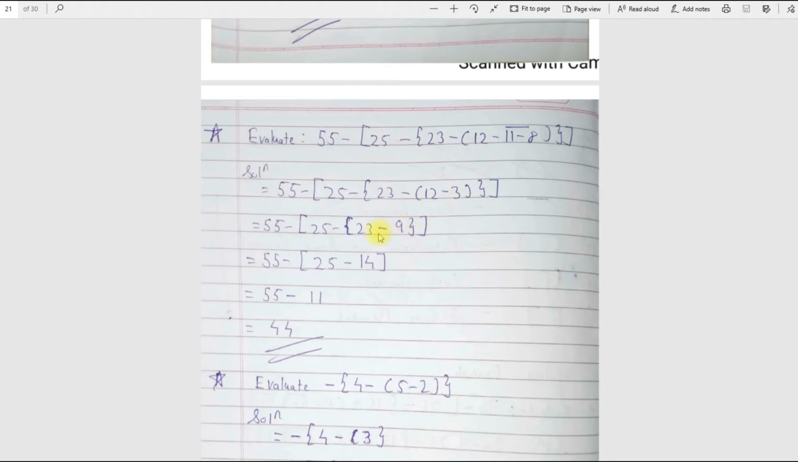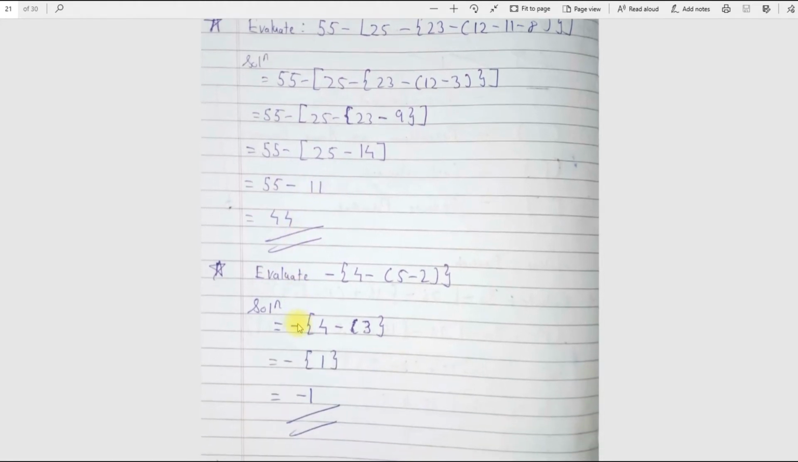Now curly bracket: 23 minus 9 is 14. Therefore I wrote 14 over here. Now square bracket: 25 minus 14 is 11. So I wrote 11 over here. 55 minus 11 is 44. Hope you have understood this sum. It's very easy. This is also easy, just a little bit tricky.